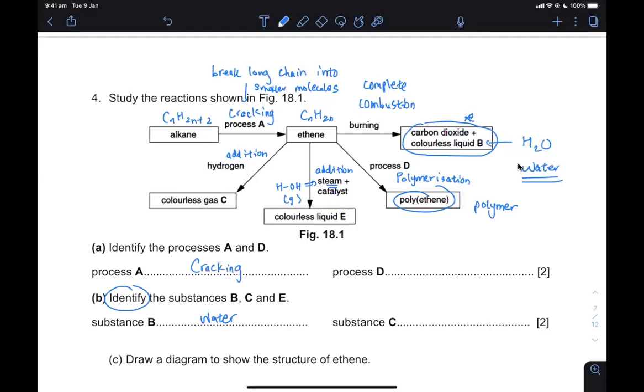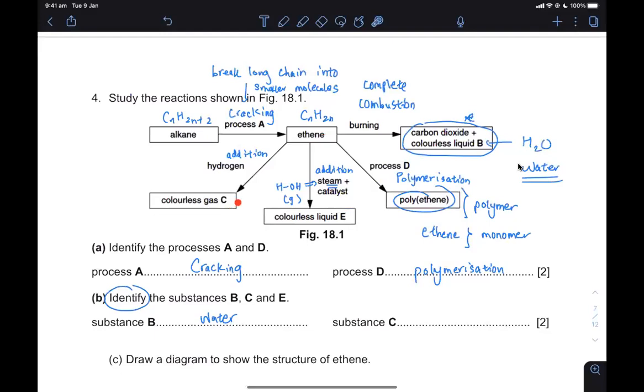And then process D is what I have labeled as polymerization, because I am forming polymer. In this context, the ethene is the monomer. The polyethene, something that has poly, is what you call the polymer. The polymer basically is many of the monomer; polyethene becomes the polymer.